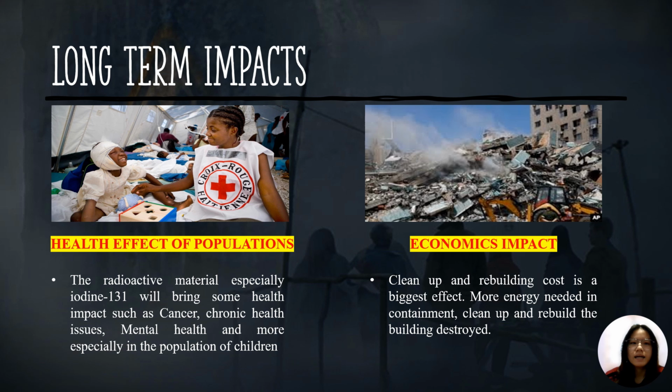Other than that, the 1986 Chernobyl nuclear power plant accident also caused economic loss in cleanup and rebuilding, because more energy was needed for containment, cleanup and rebuilding the destroyed buildings. Its impact on agriculture and industry was also serious due to pollution of water and soil, which led agriculture and industry, their economic sources, to need more time to rebuild their economic system.